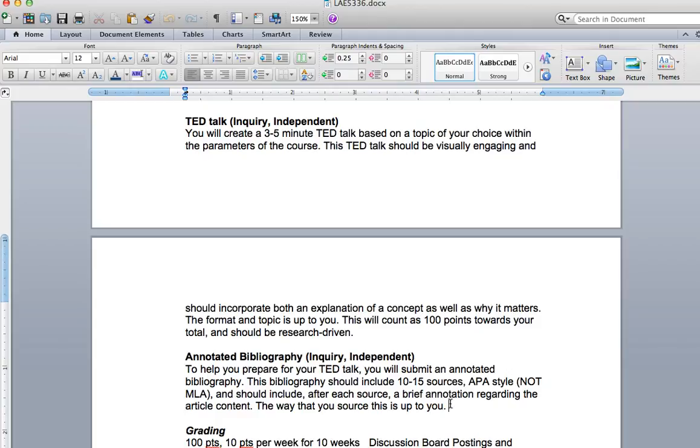You don't want to do anything too general, something a little bit more specific, but the format and topic is up to you. My suggestion is always trying out screencasting if you would like to, but any kind of video format is perfectly fine. This will count as 100 points towards your total points and should be research driven. You will mention this research throughout, but you don't necessarily have to make it a literature review type of TED Talk where you say this person said this and this person said this. Make it interesting, make it engaging, but do use research to back what you're saying.